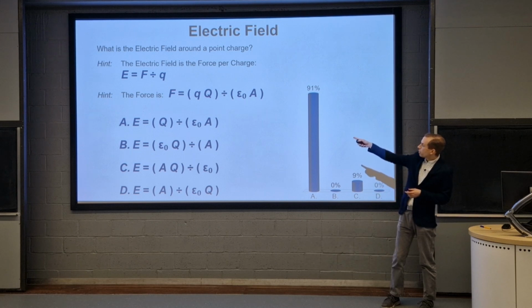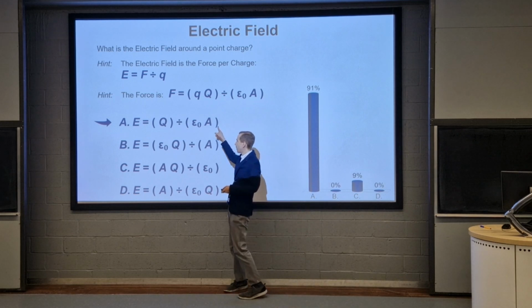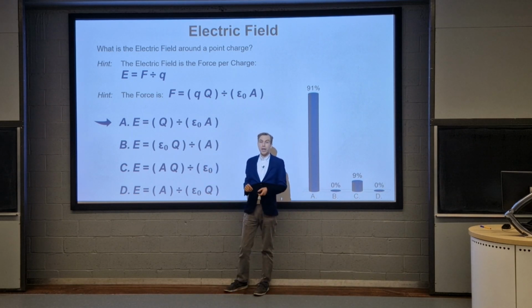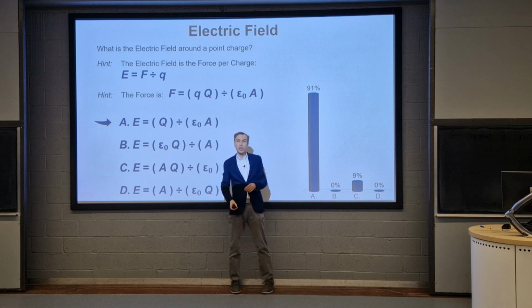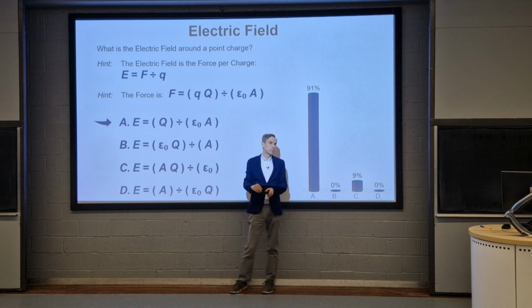So we start with our force, we divide that by the little q, and what do we get here? Option A. So just q divided by epsilon naught times the area. So very well done everybody with that question, especially if you got that it's option A.